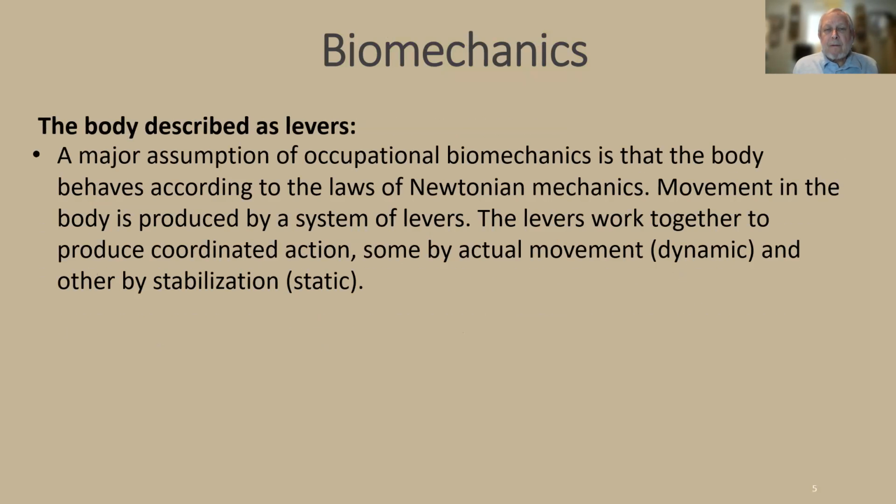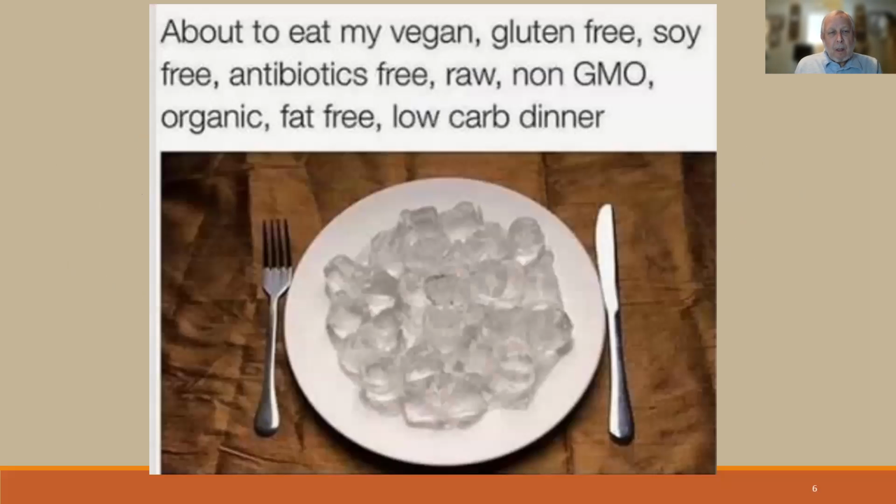A major assumption of occupational biomechanics is that the body behaves according to the laws of Newtonian mechanics. Movement in the body is produced by a system of levers. The levers work together to produce coordinated action, some by actual movement, which is dynamic, and others by stabilization, which would be static. So what we're going to look at is how the body is really composed of a lot of different levers and how they move and what the forces are.